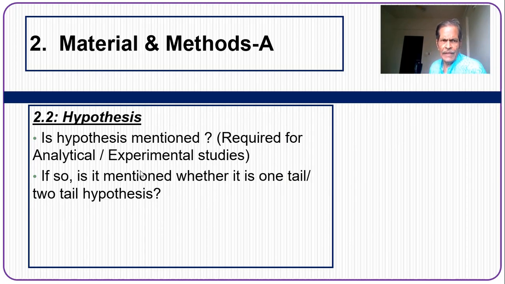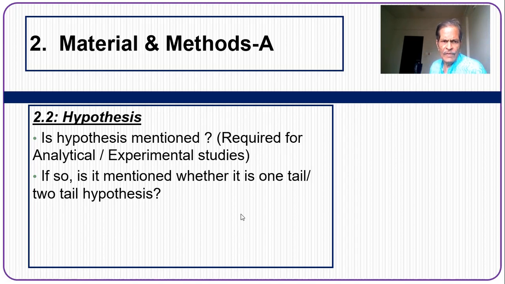Hypothesis is again an important component of the material and methods. This is particularly so if the study is analytical or if the study is experimental type. In fact, there cannot be an experimental or analytical study without the hypothesis. So a clear statement of the hypothesis is required. So you must try to find out, is the hypothesis mentioned? So it is required for analytical and experimental studies.